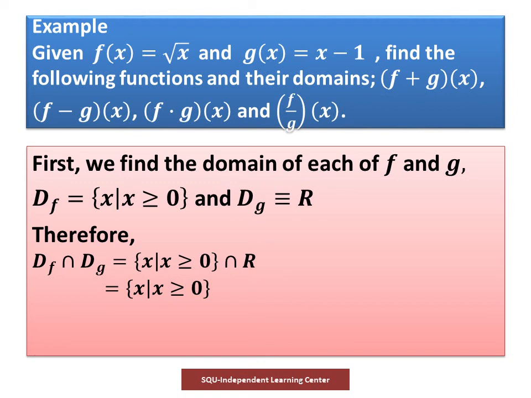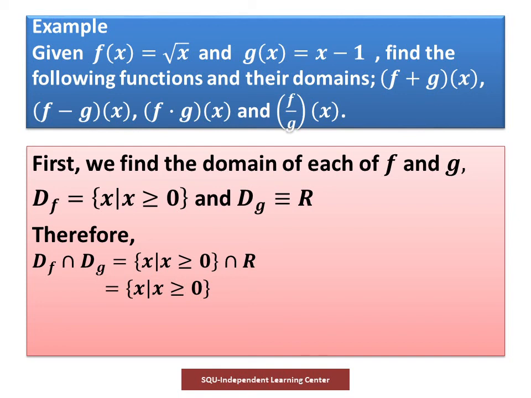As we all see, g of x is equal to x minus 1, which is a polynomial of degree 1. And for any polynomial, the domain is the set of all real numbers. So now we start finding the intersection of df and dg. As we see in front of us, the intersection is the set of all real numbers x such that x is greater than or equal to 0.